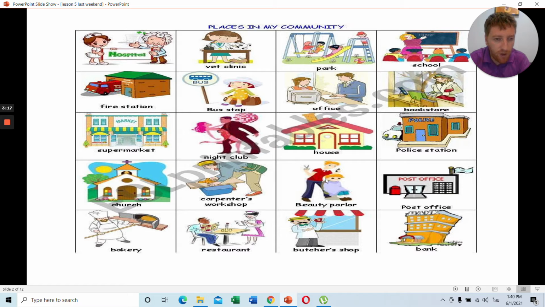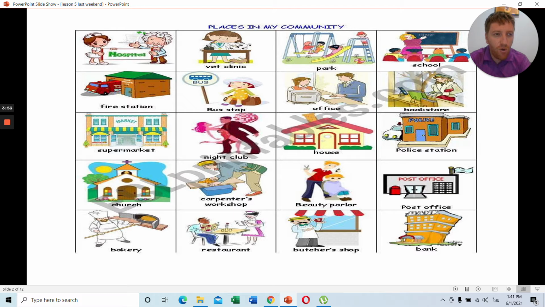Beauty parlor, so beauty parlor is where you go and get your hair cut, get your nails done. It's usually for girls. Post office, where you go and post your mail, get your mail or any parcels or any letters, go through the post office. The bakery, the baker bakes the bread or the cakes, and you go and buy your bread and stuff from the bakery.